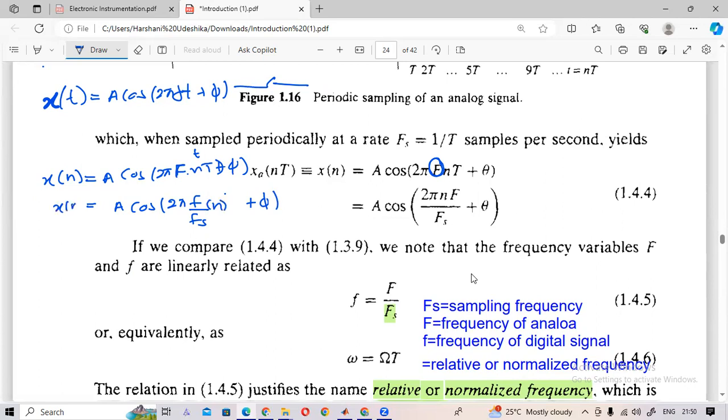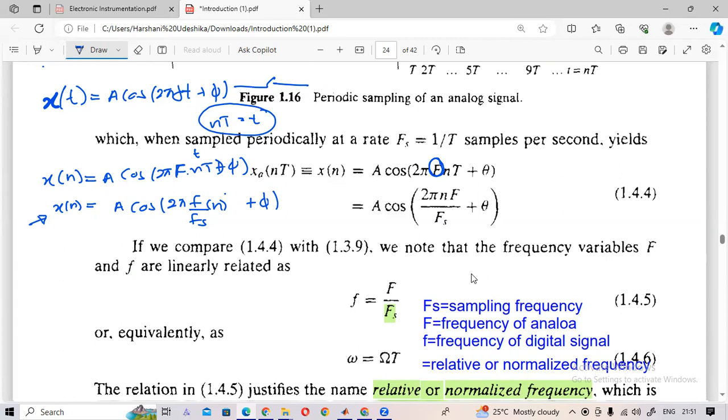Now you can see that this is a function of n. This is x(n), a function of n, not time. But there is a corresponding time value, so don't forget it: you can get it using nT, the corresponding sampling time. So this is the mathematical representation of the discrete signal. Instead of t, you apply nT, then T can be written as 1 over fs.